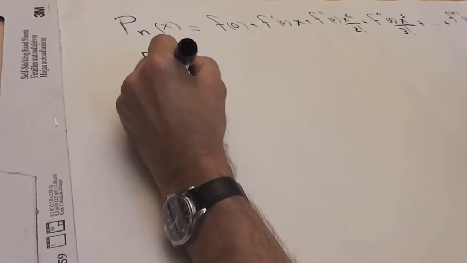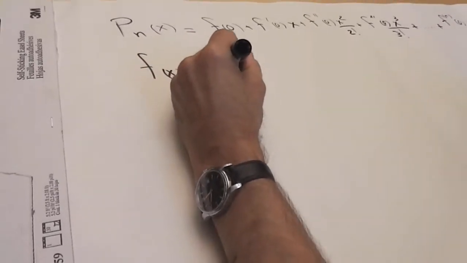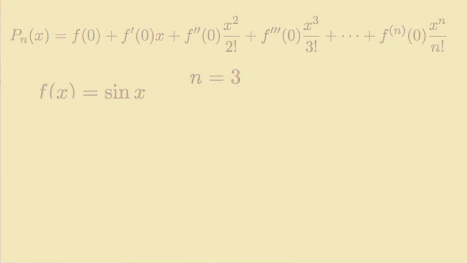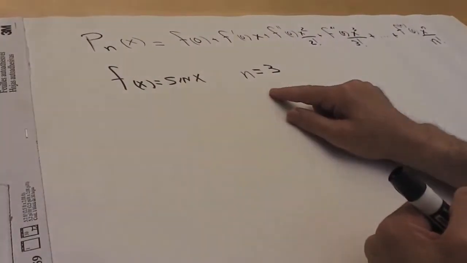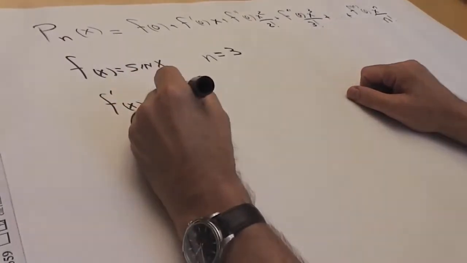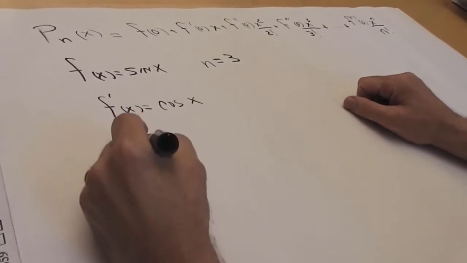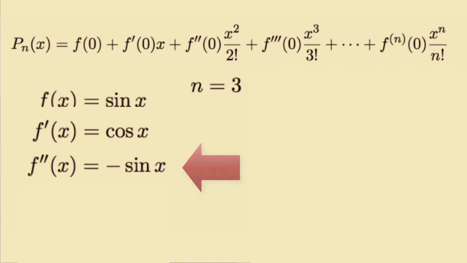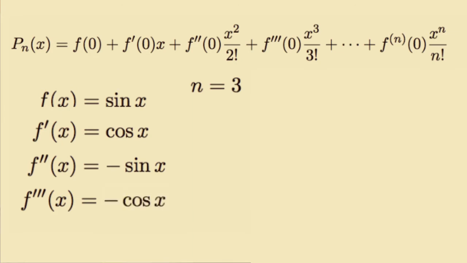So now let's try this for the function f of x equals sine x. And we said we would take the third degree Taylor polynomial, n equals 3. So the first step in putting the pieces together is to calculate all the derivatives of sine up through the third derivative. So we have f prime of x, the derivative of sine is cosine of x, f double prime of x, the derivative of cosine is negative the sine of x, and finally f triple prime of x, the derivative of negative sine of x is negative cosine x.